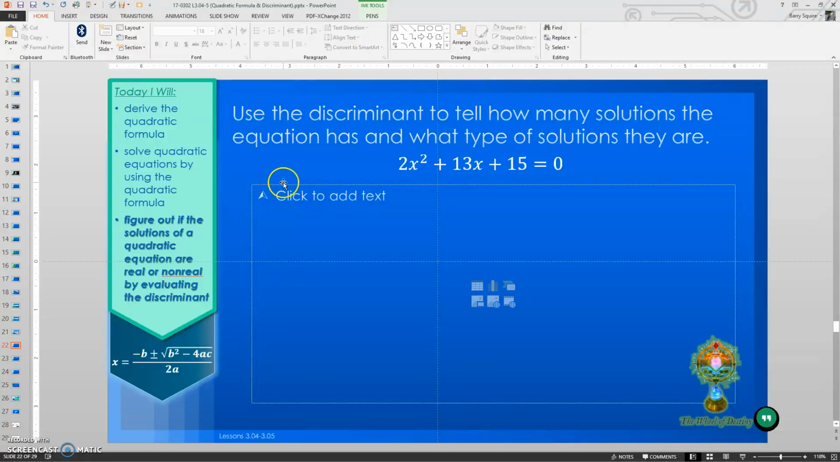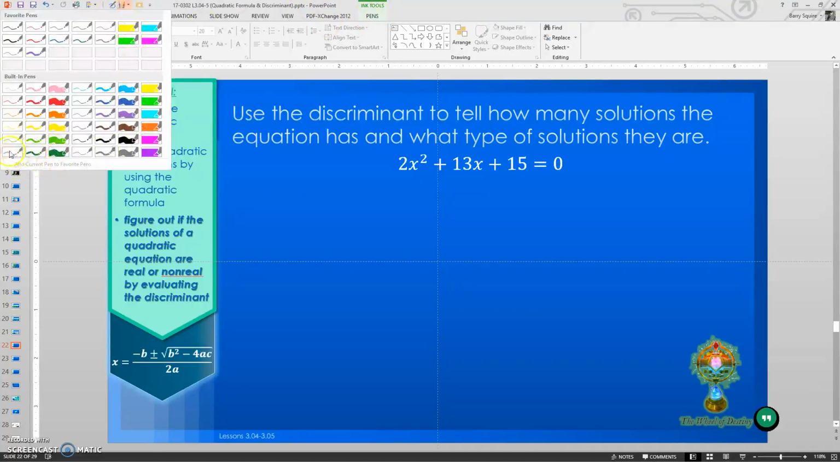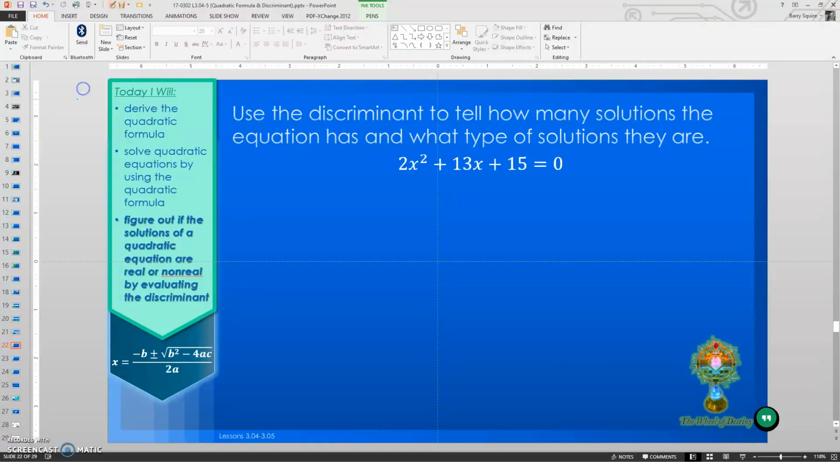And we're going to look at this equation and use the discriminant to see what kind of solutions we're going to get. Our discriminant is just that thing under the radical. So we have b squared minus 4ac. Here we have a, here's our b, and here's our c. So we take our b, so that's 13, and square it, minus 4 times a, which is 2, times c, which is 15.